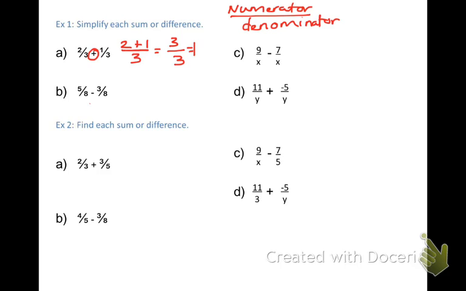B, common denominator, and it's 8. And then you take your two numbers, 5 and 3, and it says to subtract them, so we'll subtract them. So 5 minus 3 is 2 over 8. And then on this one I can reduce. There's a number that can go into both 2 and 8, and that is 2, so I'm going to divide by 2 over 2. And so that would be 1/4.